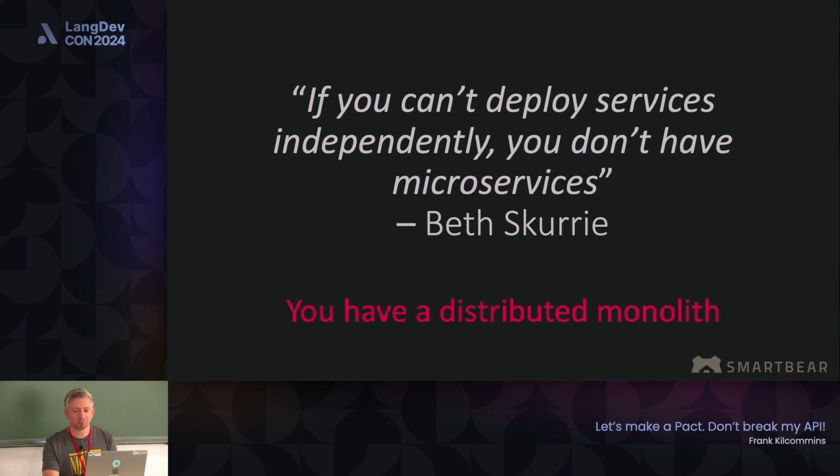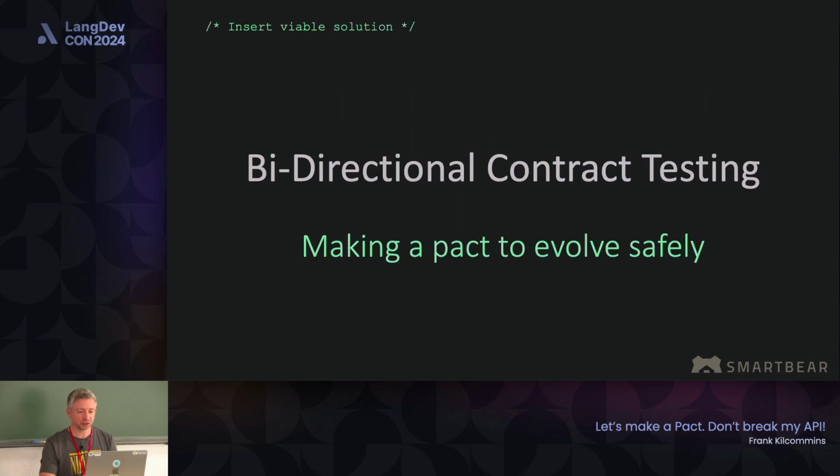Okay, so what can we do to maybe improve this? What I'm going to introduce to you briefly over the next 10 minutes is bidirectional contract testing. And this is an approach that allows you to evolve either side of an integration on its own and fully understand if you're going to have any impact on any of the consumers in any of those upstream environments.